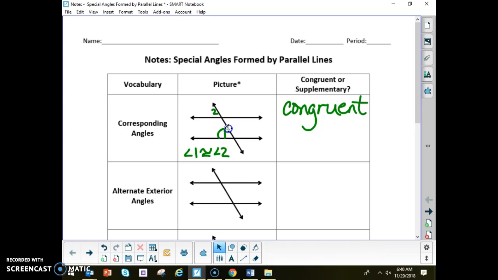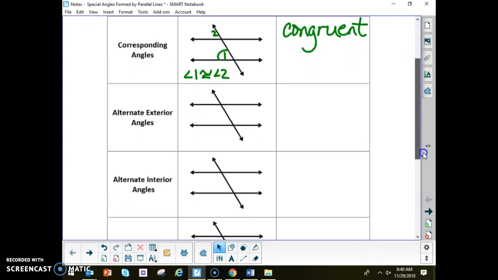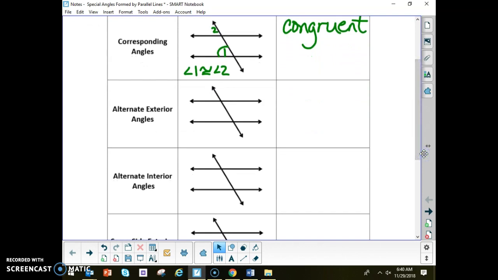Now the next vocabulary word, alternate exterior angles. When I'm talking about alternate, that means that it is on either side of the transversal. So if I look at this angle, then this angle would be the alternate side, and they're exterior, meaning that they're on the outside. So again, angle 1 is congruent to angle 2. So these are congruent.